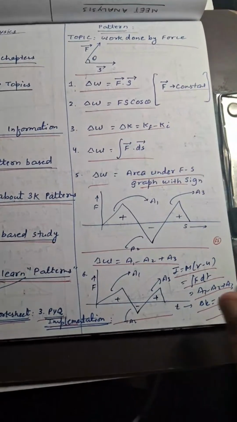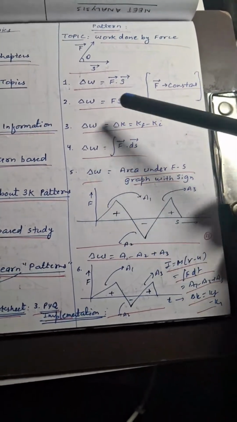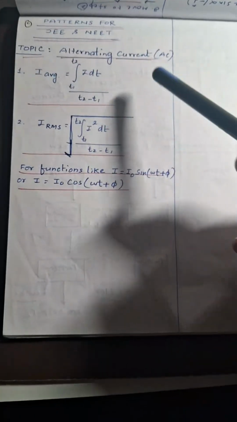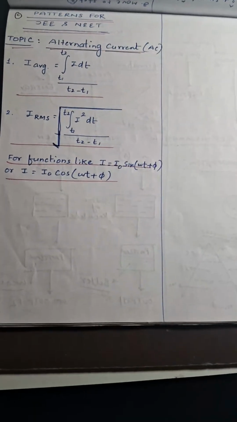Then there is a worksheet on work done by a force, various parameters related to work done which are used to solve questions of work done. So here it is clearly shown. Then there is a worksheet on average and RMS values of currents.